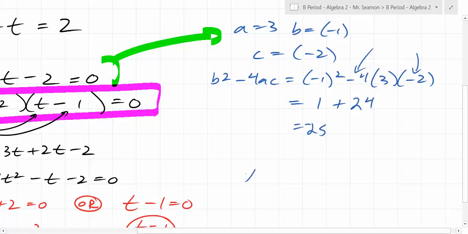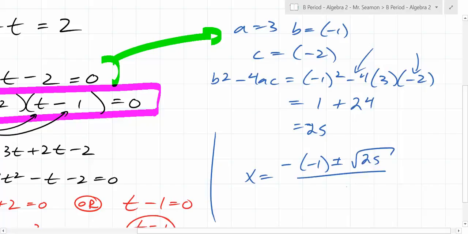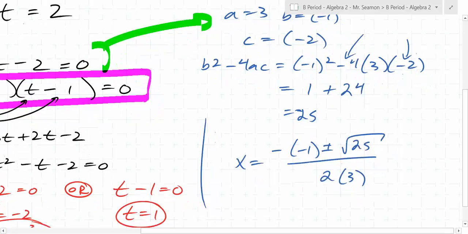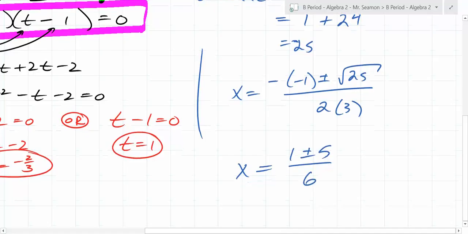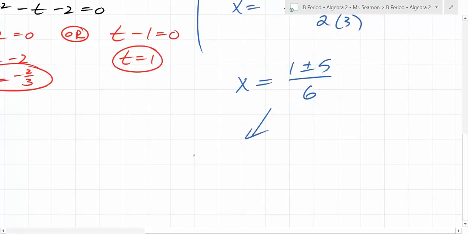We did, because when we do this, x equals -b, so it's -1, plus or minus the square root of what? 25. Well, the square root of 25, all over 2 times 3, like this. What's the square root of 25? So this is 1 plus or minus 5 over 6. So how many answers is that? 2. 1 plus 5 over 6, or 1 minus 5 over 6.